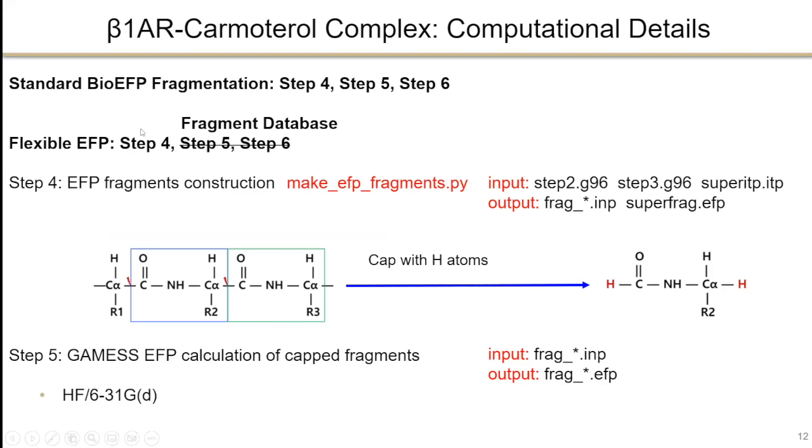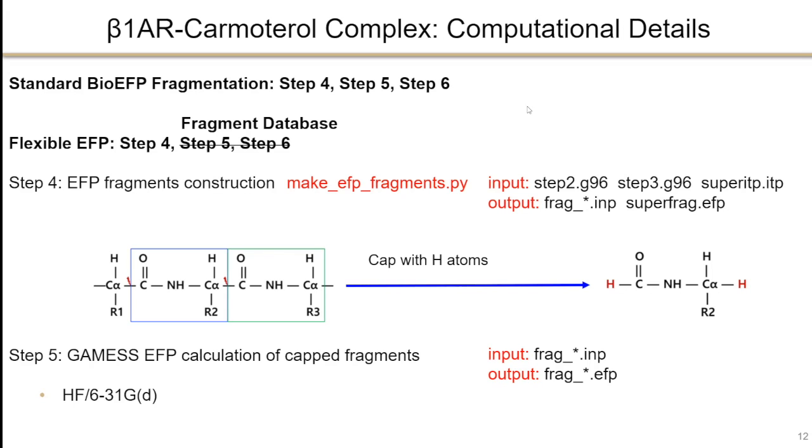Okay, now the next step. Once we know our EFP region, if we have a polypeptide chain, we have to fragment that chain. For that, we use a Python script called make EFP fragments. For input files, we will need our step 2 G96 and our step 3 G96. We also need the charges from the molecular dynamics, from the topology files.